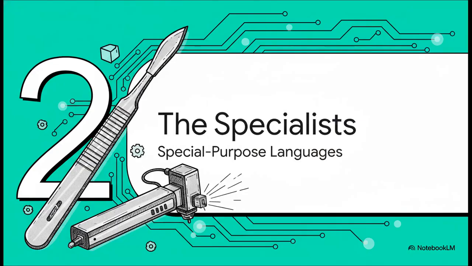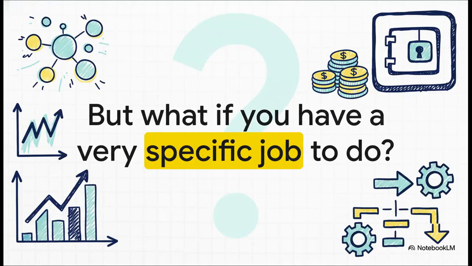But a hammer isn't always the right tool. Sometimes you need something with way more precision, right? Like a surgical scalpel. So let's reach into the other side of our toolbox and pull out the specialist tools. And this really gets to the heart of it. What happens when you have a really specific job to do? I'm not talking about building a standard website.